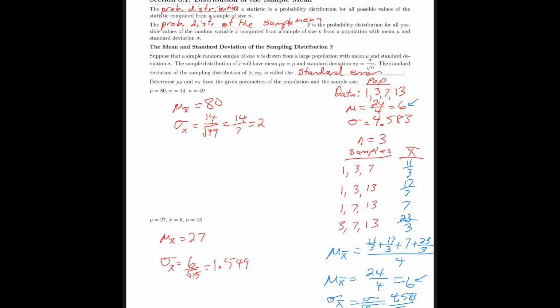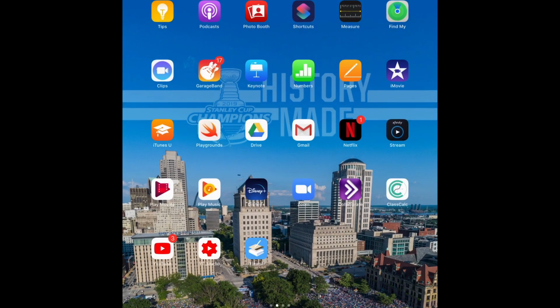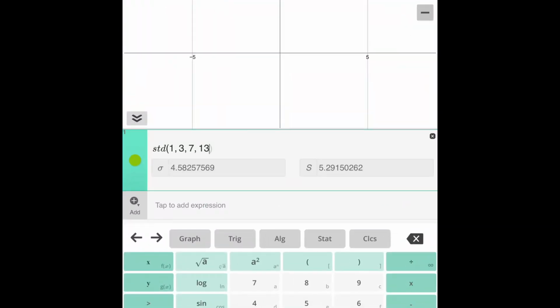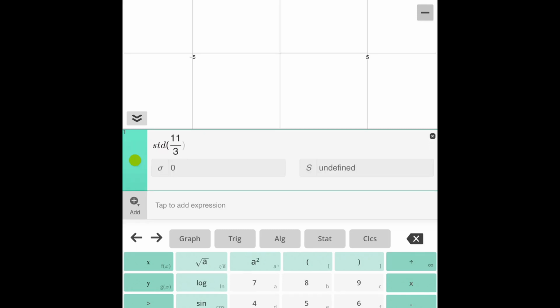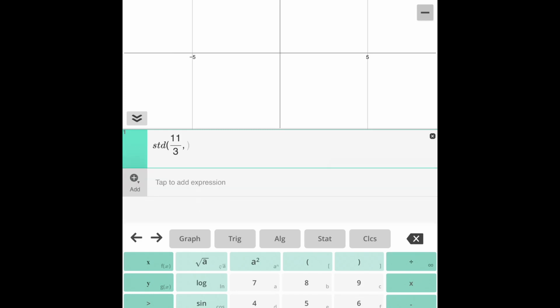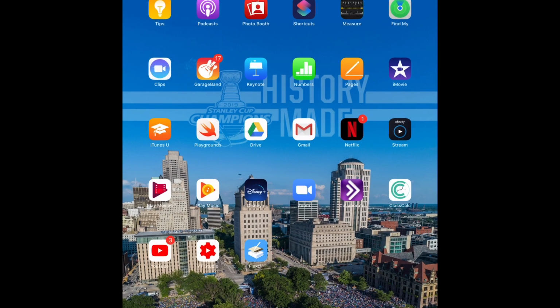So it should be 4.583 divided by the square root of 3. And so we could do that. 4.583 divided by the square root of 3 is 2.646. And we could check and see if we get the same thing if we use our calculator to do the standard deviation of our 4 means.